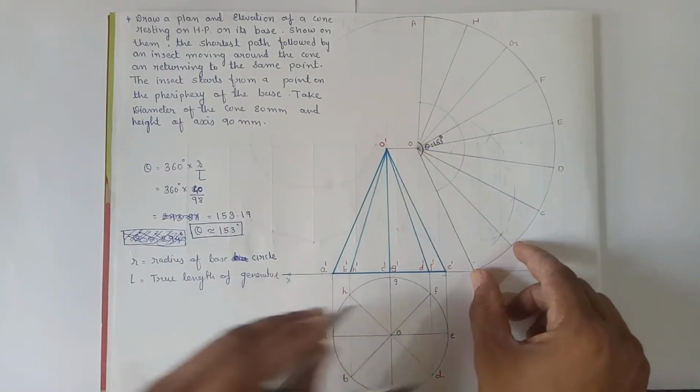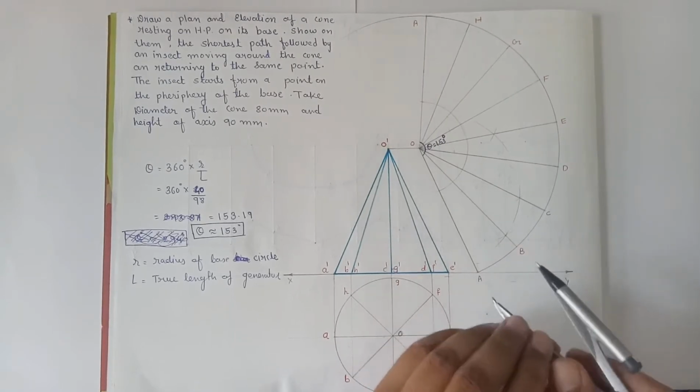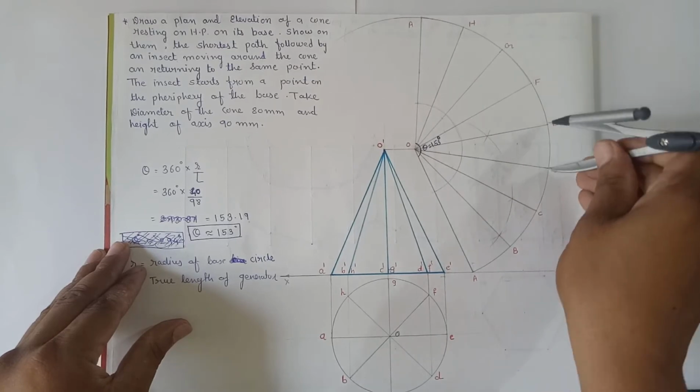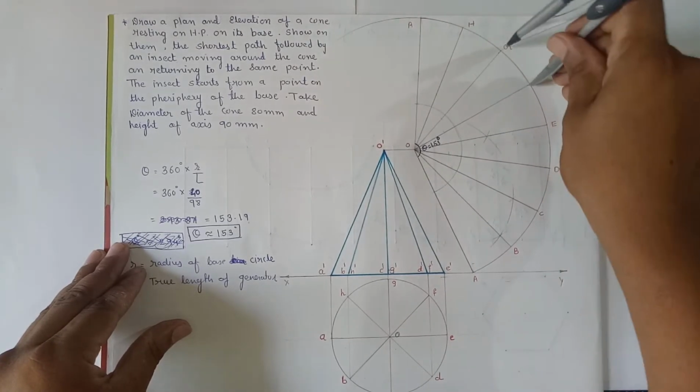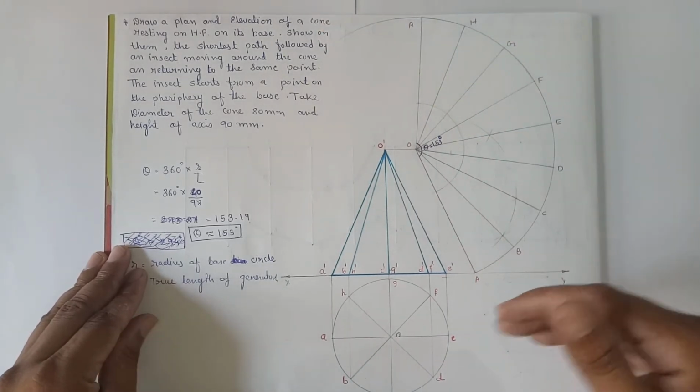Now measure this length O to B and divide this angle into 8 equal parts and mark the points A, B, C, D, E, F, G, H, A. So this will be the basic development of the cone.